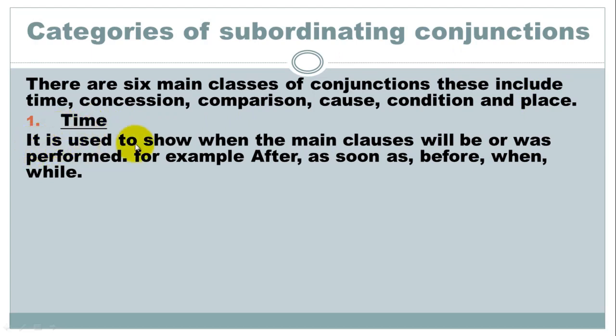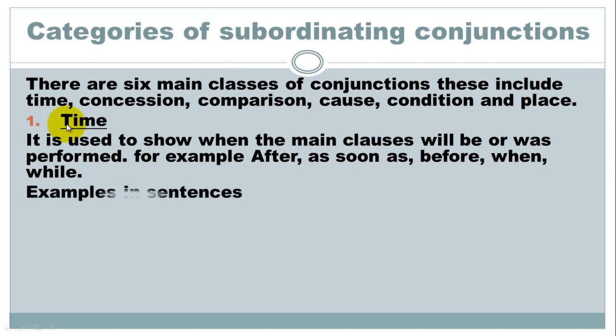It is used to show when the main clause will be or was performed. For example, these are the subordinating conjunctions indicating time: after, as soon as, before, when, while. Those are the words we use when we are trying to show time.